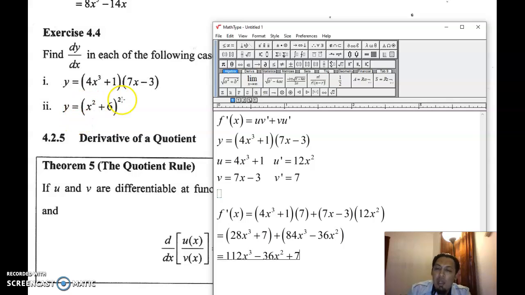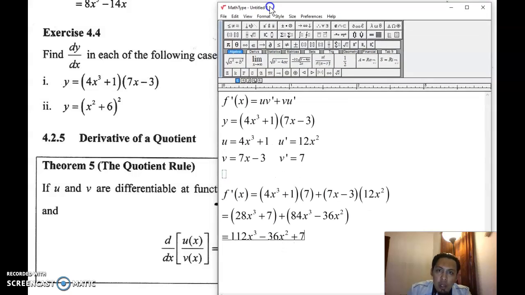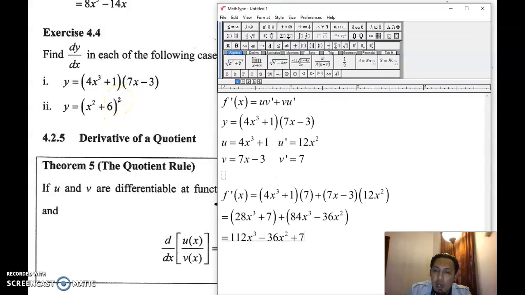For the next question, we have another way of solving this one, but up to this point, to solve it using product rule, you are going to expand this: x squared plus 6 times x squared plus 6, and you are going to do the same thing. However, as we go on later, you're going to see that we are able to solve this using other methods, which is easier. No need for you to expand anything. So that's it for product rule.